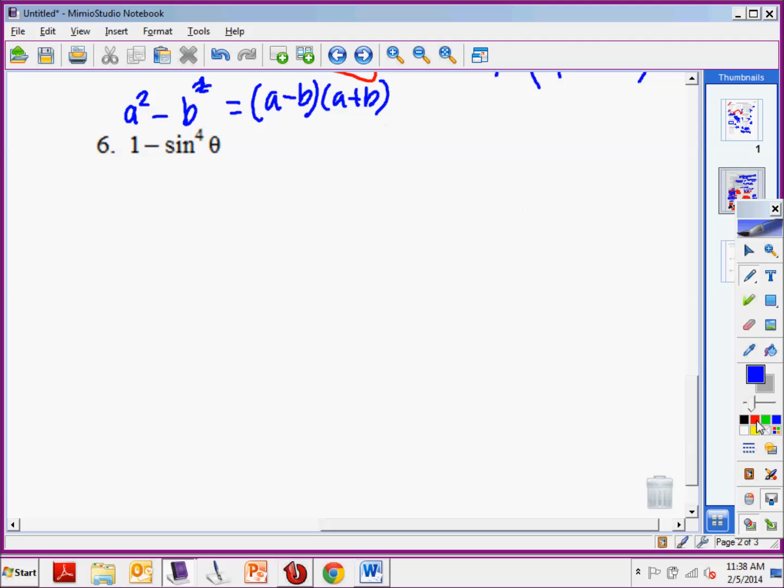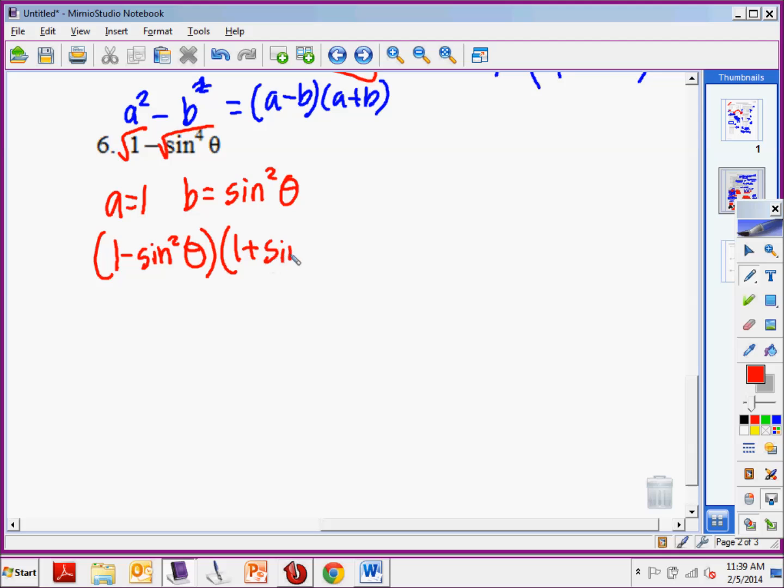I take the square root of both terms, right? So to find a, it's the square root of the first term. What's the square root of 1? To find b, the square root of the second term. What's the square root of sine to the 4th? Sine squared. So now I know my a and my b, so I just have to plug them in. So 1 minus sine squared theta times 1 plus sine squared theta.